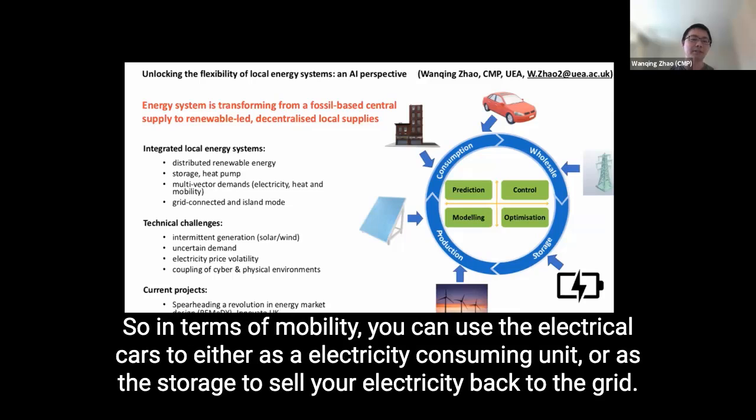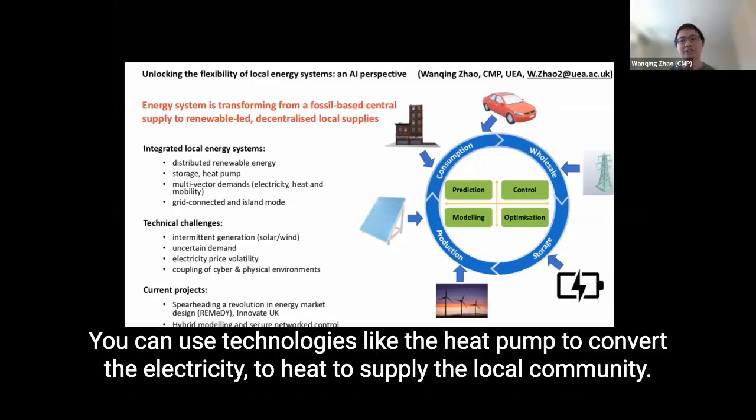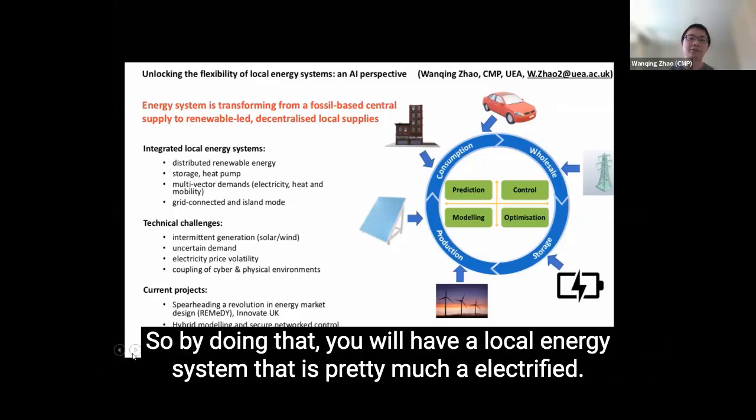So in terms of mobility, you can use electric cars either as an electricity consuming unit or as storage to sell electricity back to the grid. You can use technologies like the heat pump to convert electricity to heat to supply a local community. So by doing that, you will have a local energy system that is pretty much electrified.